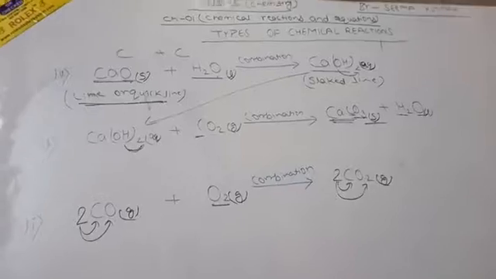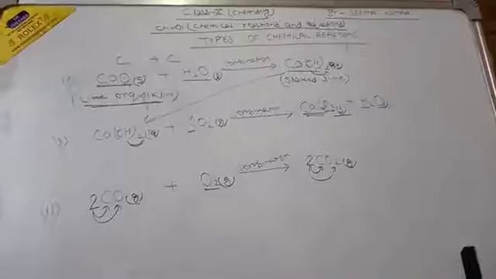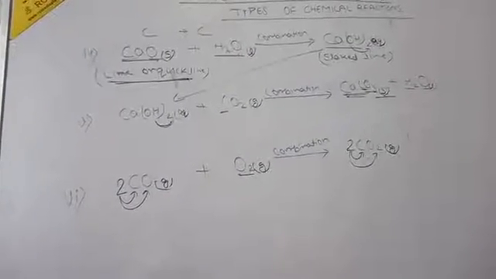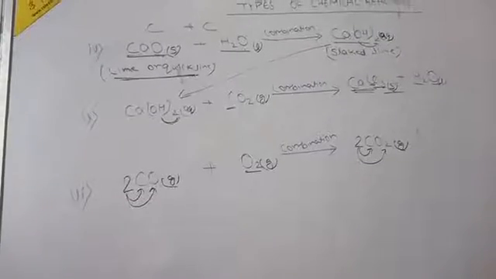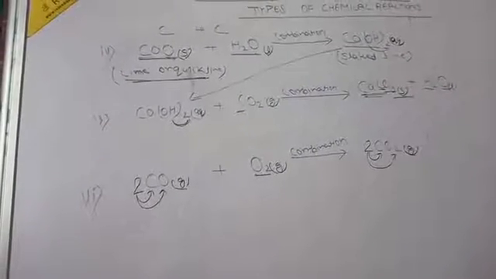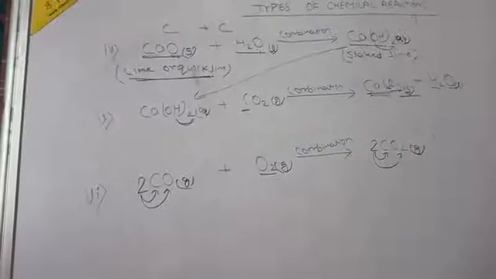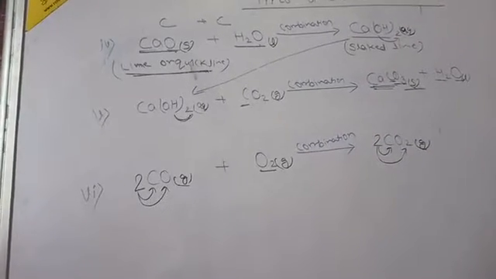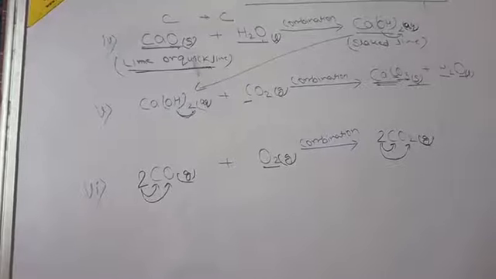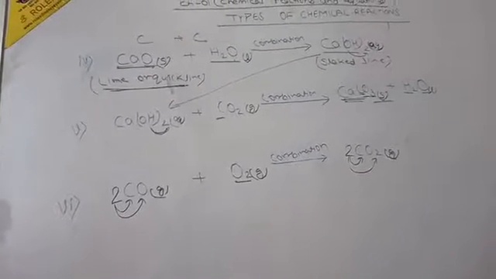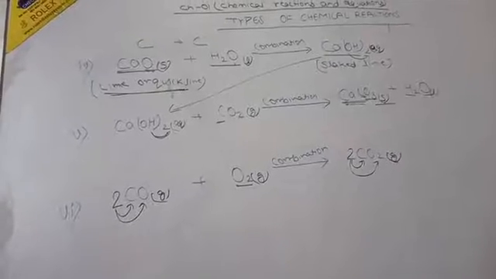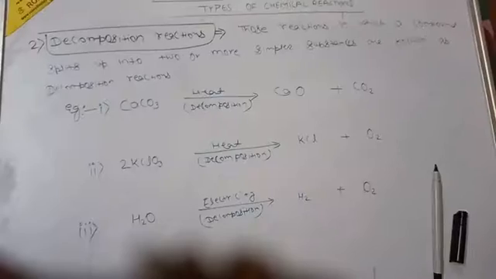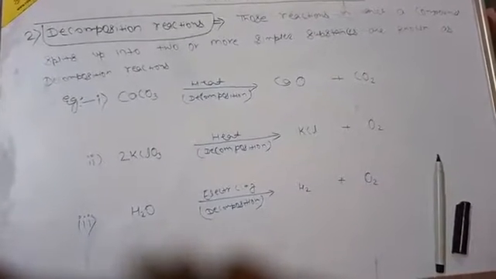What is a combination reaction? Here you learn what a combination reaction is. Those reactions in which 2 or more substances combine to form a single substance are called combination reactions. As we have already learned, 2 or more elements can combine, 2 or more compounds can combine, or elements and compounds can combine to form a compound. This is all a combination reaction.